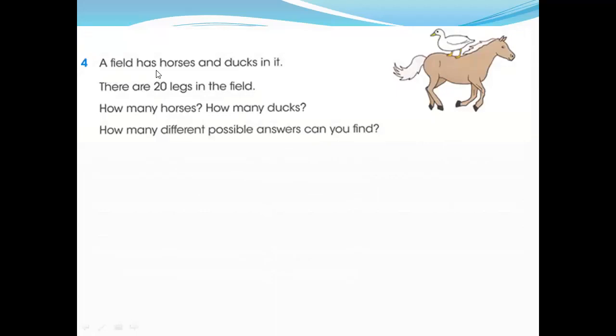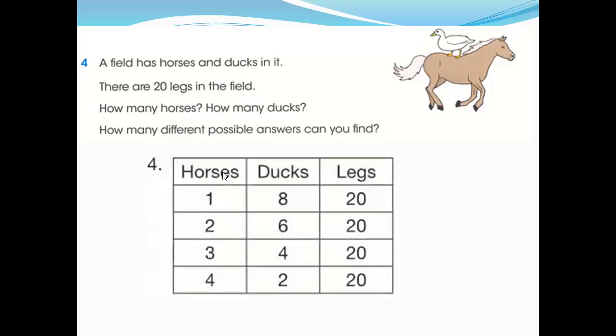Question number 4. A field has horses and ducks in it. There are 20 legs in the field. How many horses, how many ducks, and how many different possible answers can you find? So let's make a table. If there is one horse, then 8 ducks, because in the field there are only 20 legs. So 8 ducks, 8 multiplied by 2, 16, and one horse has 4 legs, and 16 plus 4, 20.